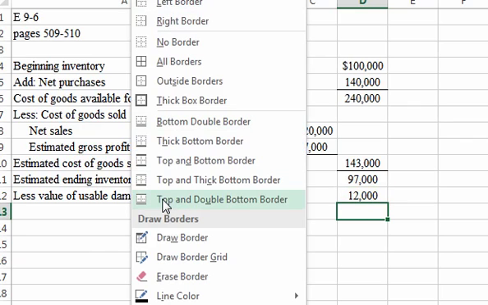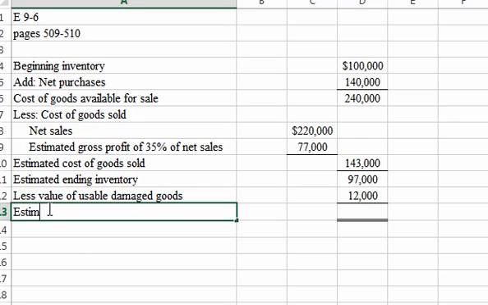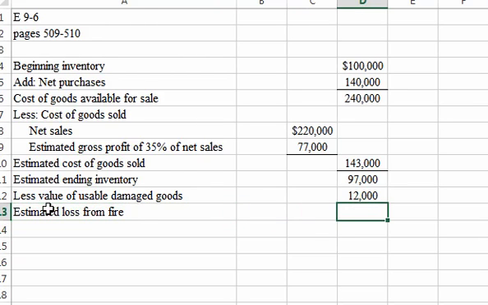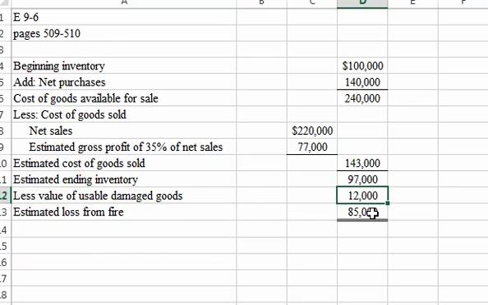Okay, and that difference is our estimated loss from the fire, which is easy to see, it's going to be 85,000, right? That one's a little bit different. Any value of goods that we can still sell should not be part of our fire loss that we turn into the insurance.